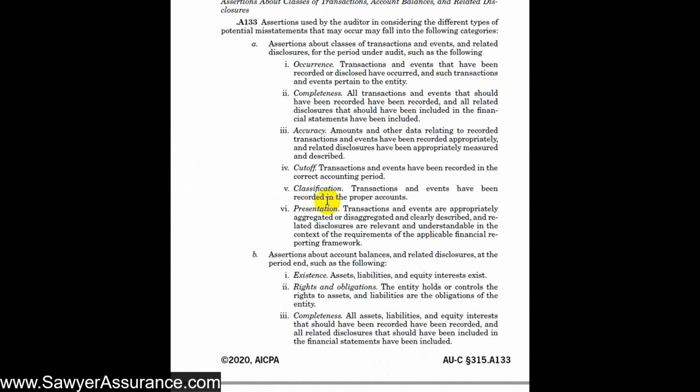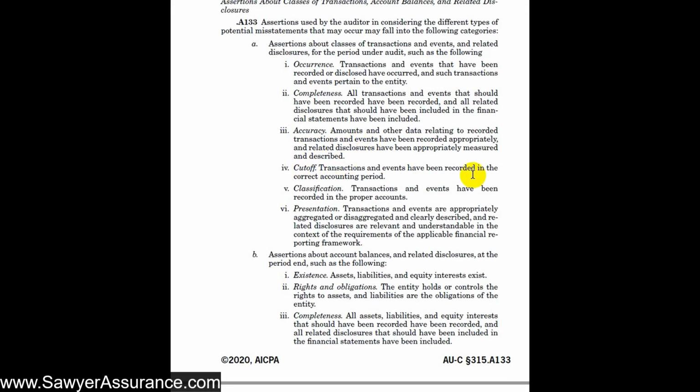Okay, so first let's look at the assertions about classes of transactions, events, and related disclosures for the period under audit. That would be occurrence, which is that management has asserted that the transaction or event has actually occurred. So they recorded it, but did that transaction or event actually occur? And then on the flip side, completeness. Did management or the accounting group record all of the transactions and events that did occur during the year? So is that transaction journal complete? Then accuracy would be: for the transactions that the entity did record, were those transactions recorded accurately?